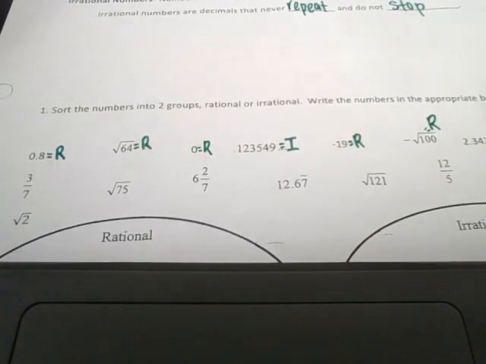This next one, we have 2.342443442. So first off, it is a decimal. It goes on forever, so it does not stop. And then does it repeat? Do the numbers repeat themselves? They do not. So this is actually irrational.